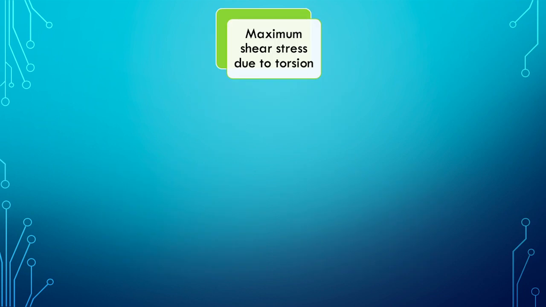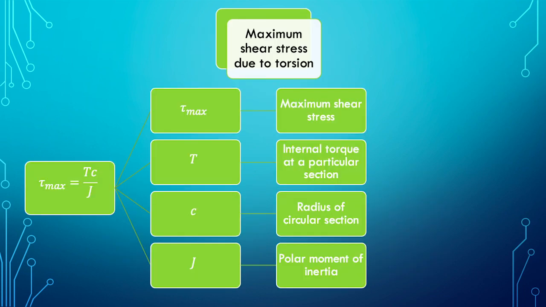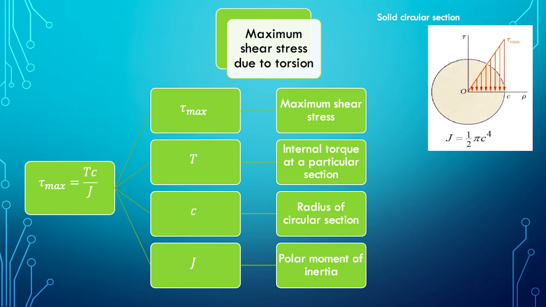Maximum shear stress due to torsion is given by the equation tau max equals Tc over J, where tau max is the maximum shear stress, T is the internal torque at a particular section, C is the radius of circular section, since we only learn about torsion of cylindrical bar or rod, and J is the polar moment of inertia. Since our structures are solid and hollow sections, we will have two formulas of J. For solid circular section, J equals half pi times C to the power of 4. As I mentioned earlier, C is the radius of circular section.